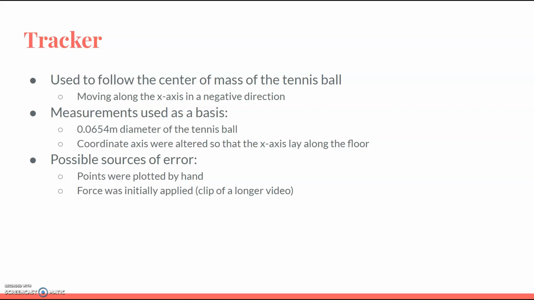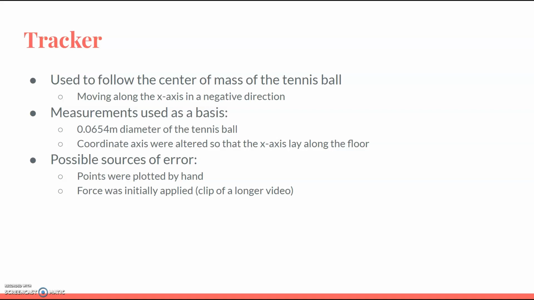The measurement I used as a basis was the 0.0654 meter diameter of the tennis ball. I also altered the coordinate axis so that the x-axis lay along the floor and the ball was moving across the x-axis at a constant y position of 0.